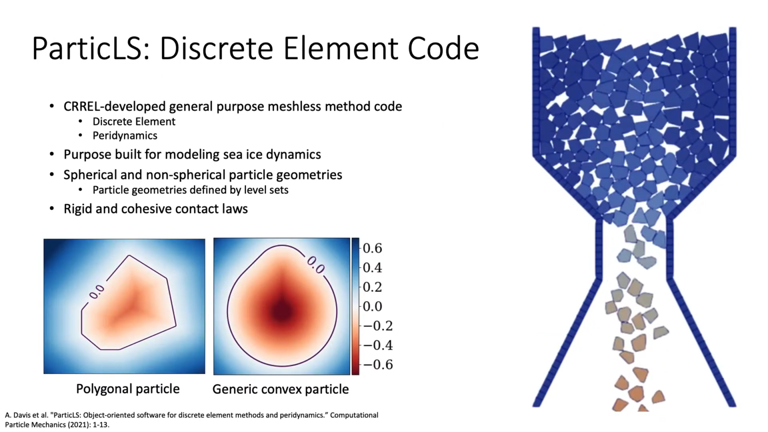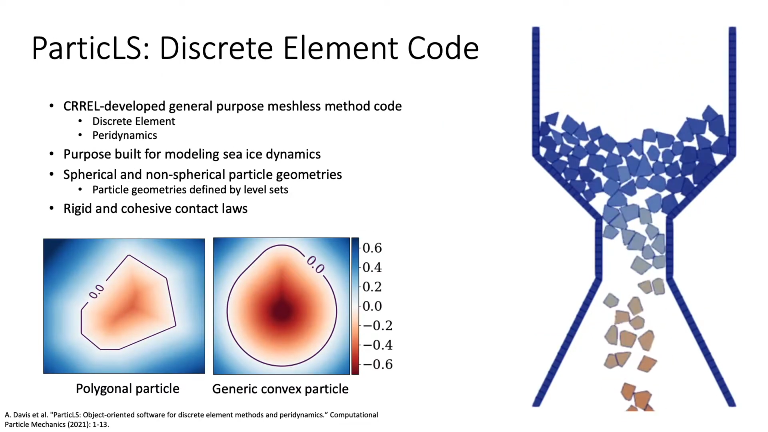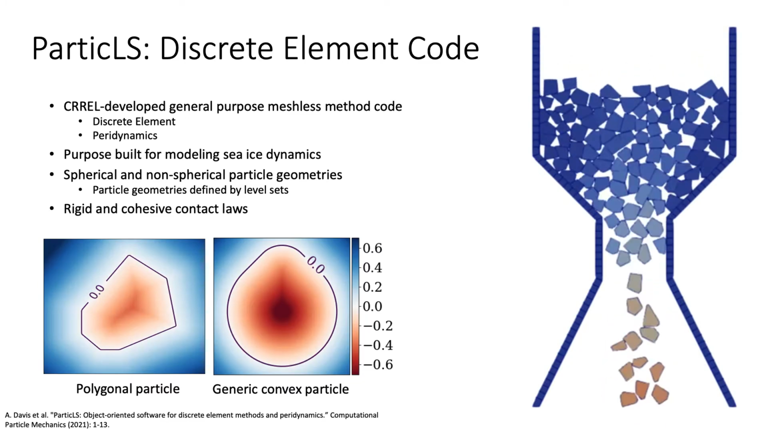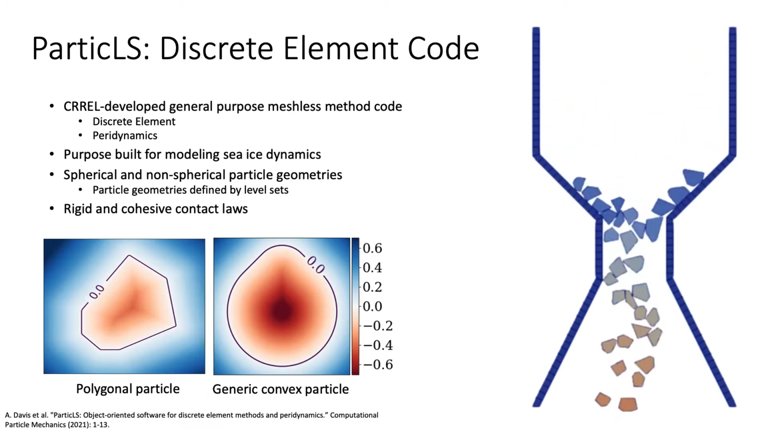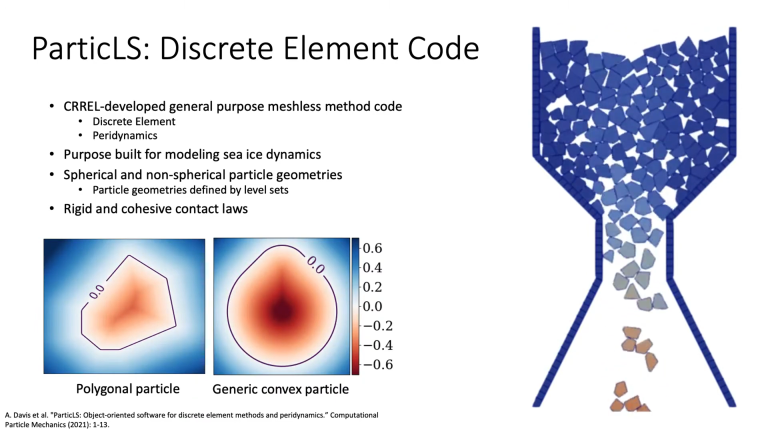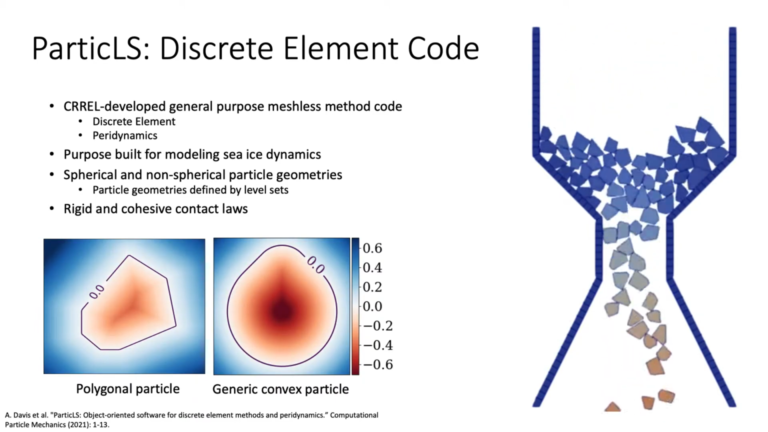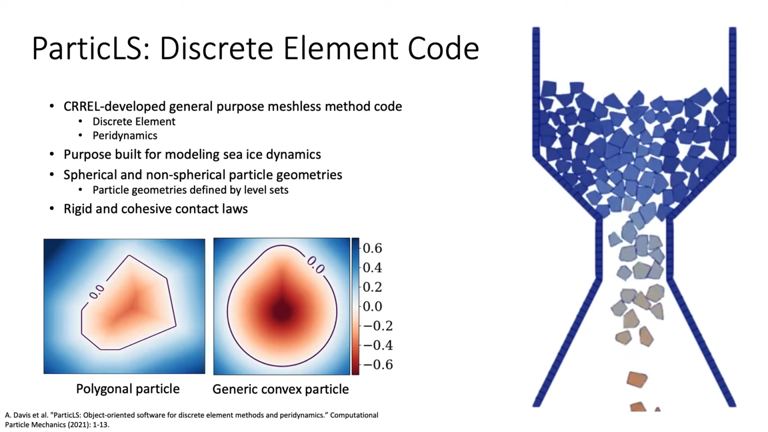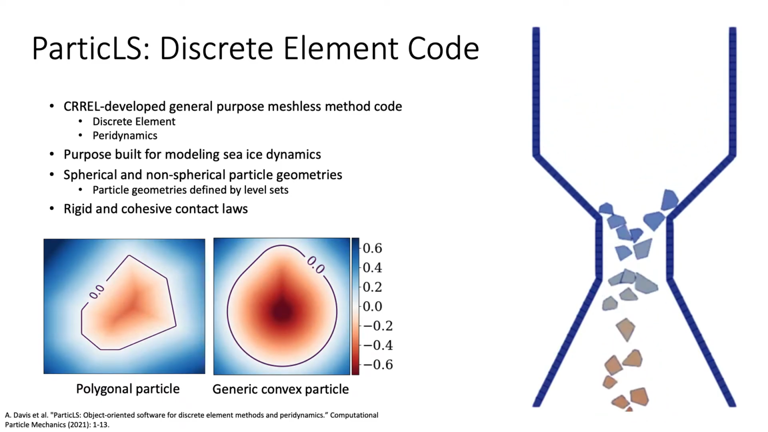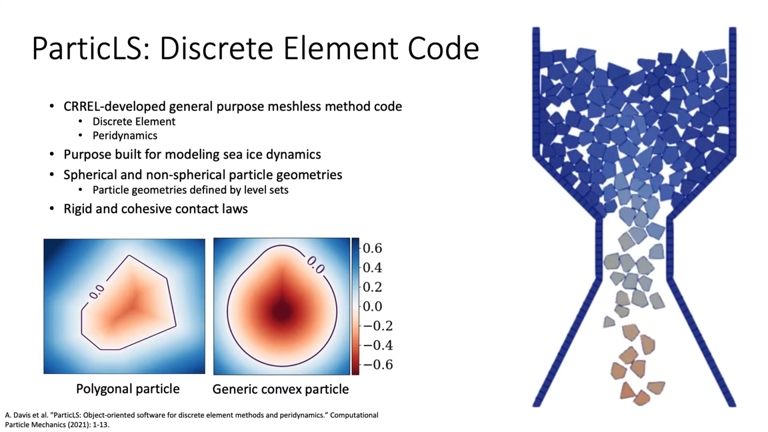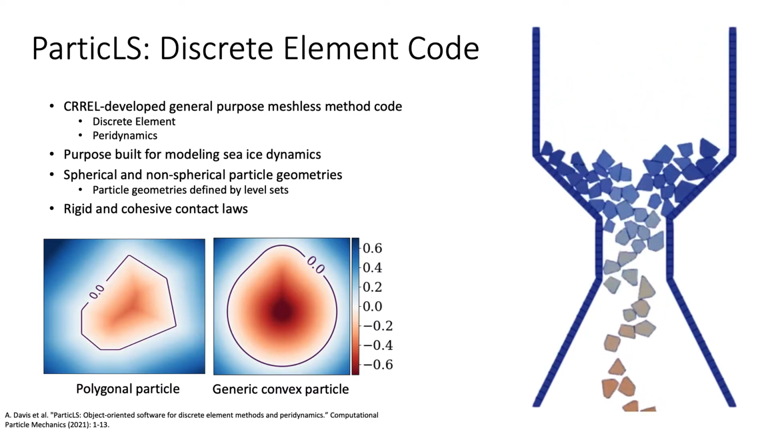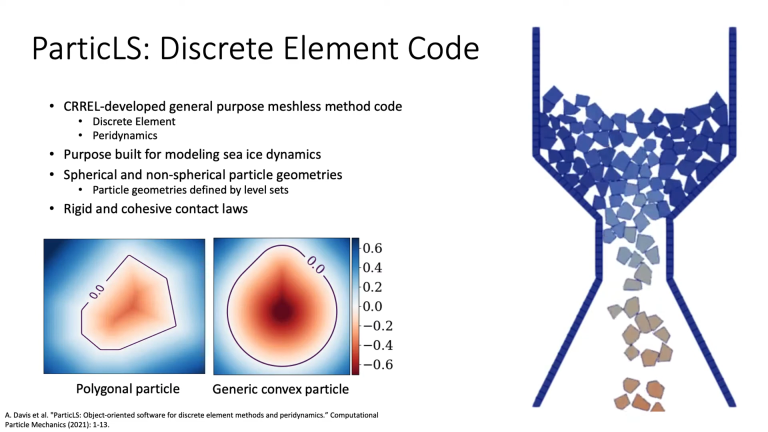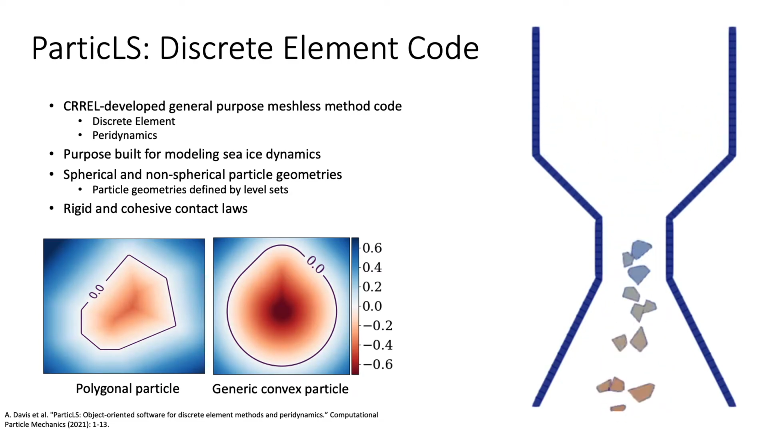Okay. And so in support of our efforts, we've developed an in-house discrete element code that we call particles. It's a particle-based method, so under the hood we have a discrete element engine, and recently we've also implemented a peridynamics engine, which is very similar to other particle-based methods with some slight tweaks, and it came out of Sandia National Laboratories. Our code is really purpose-built for modeling sea ice dynamics, but it could be used for granular media generally. We have spherical and non-spherical particle geometries, as you can see on the right-hand side in the video, and rigid and cohesive contact laws for particle breakup and contact between particles.